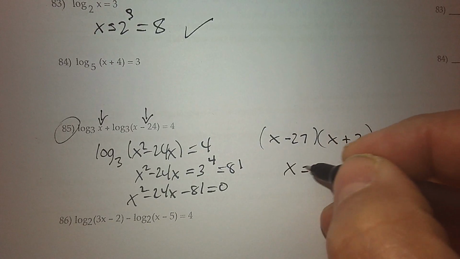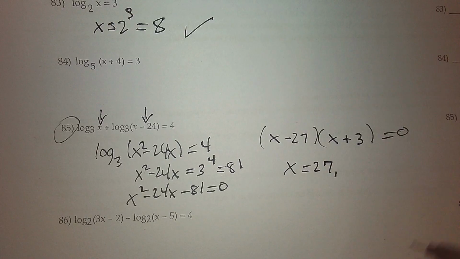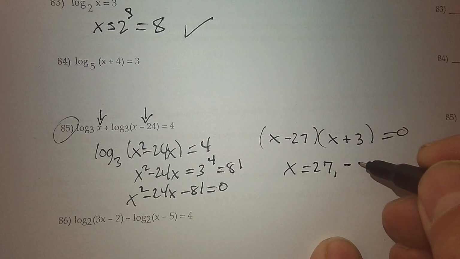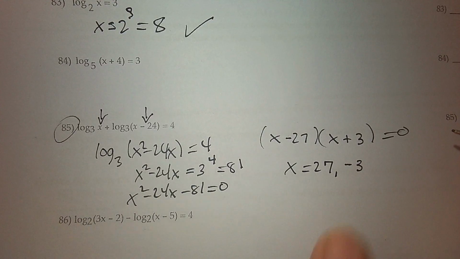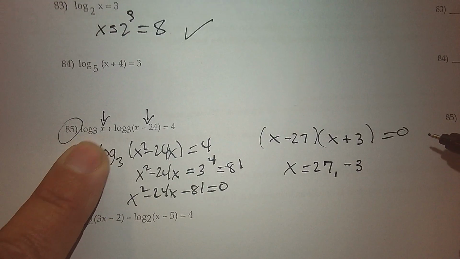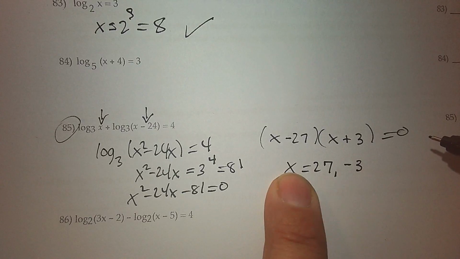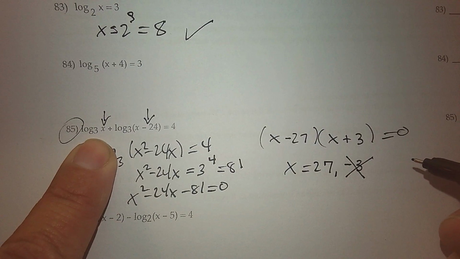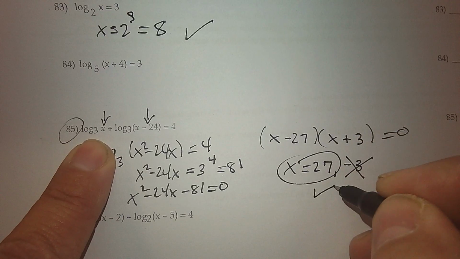So one answer, what is the 0 of the first factor? 27. What's the 0 of the second factor? What do I have to do now is plug it back in. Are any of these extraneous? Because negative 3 gives you a negative answer, right, inside the logarithm. So what's the only solution?